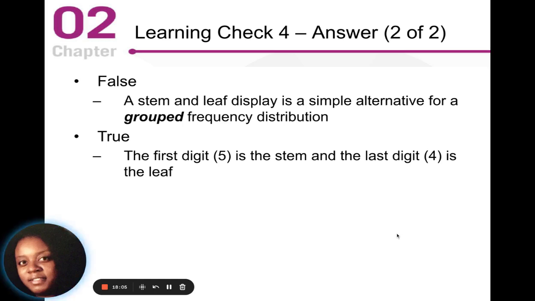So I hope all of this explanation has helped in your understanding of frequency distributions.